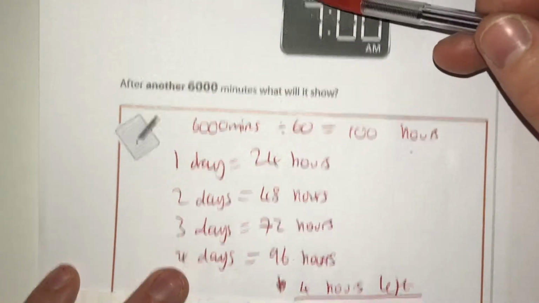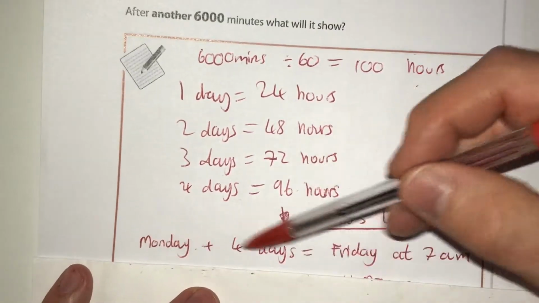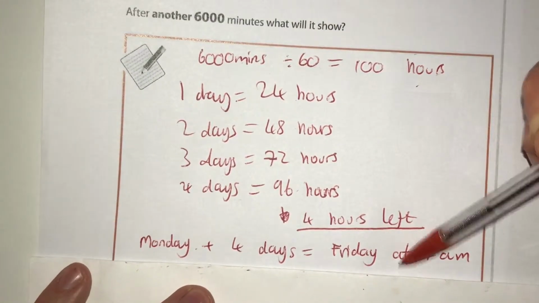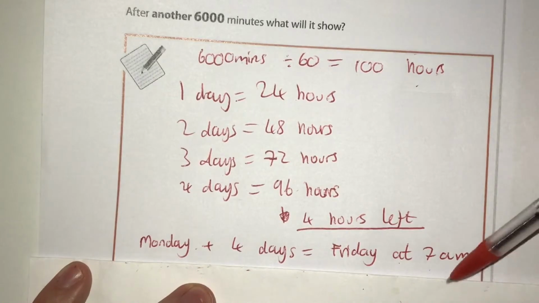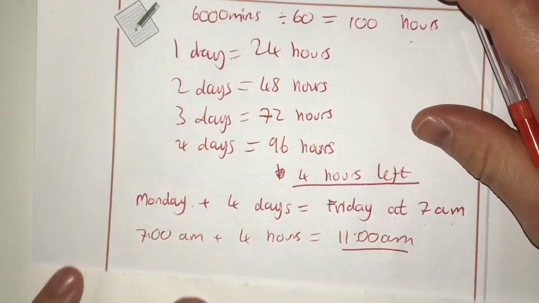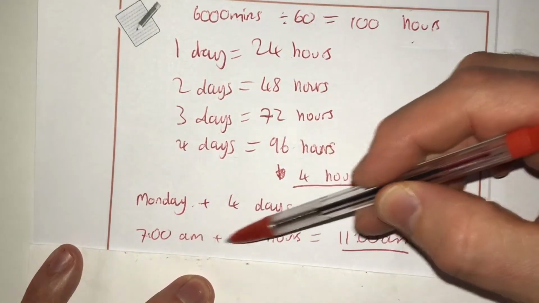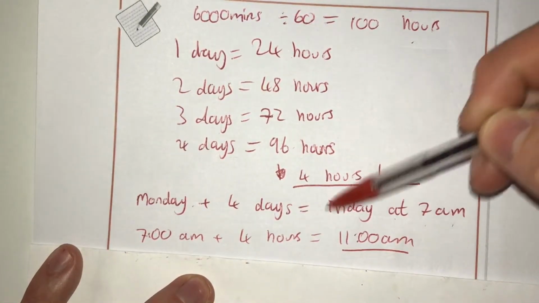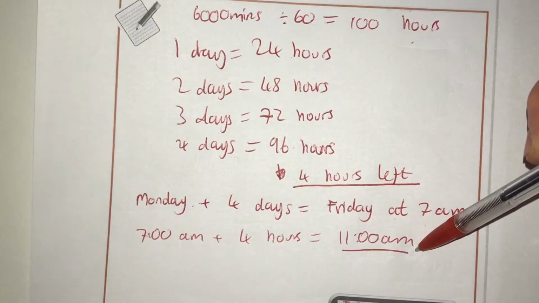So it was Monday. So I'll add on 4 days to Monday. So Monday, add the 4 days, takes me to Friday at 7 AM, just by adding the 4 days on first. But don't forget, there was actually 4 hours left. So what will I do now? 7 a.m. plus the 4 hours would take me to 11 a.m., which is your final answer.